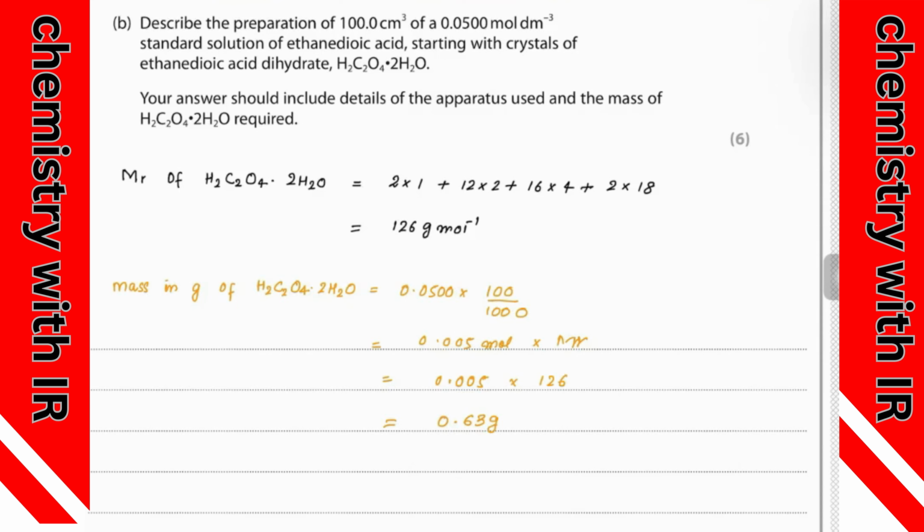Okay. Then what you have to do is weigh this much mass of H2C2O4 through the weighing balance, and then add this much mass into the volumetric flask. You must use a volumetric flask. You are not supposed to use a beaker, which is not accurate, or a conical flask, which is not accurate. Only the most accurate apparatus is the volumetric flask. We always make a solution in a volumetric flask. Remember.